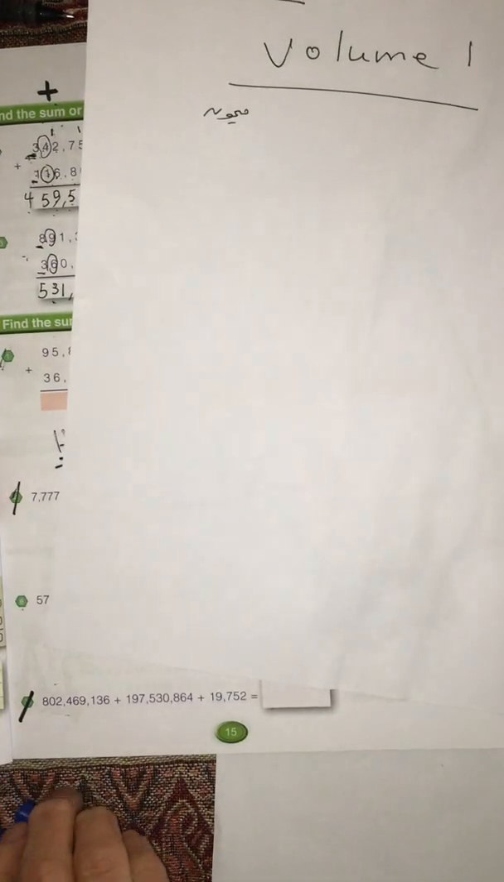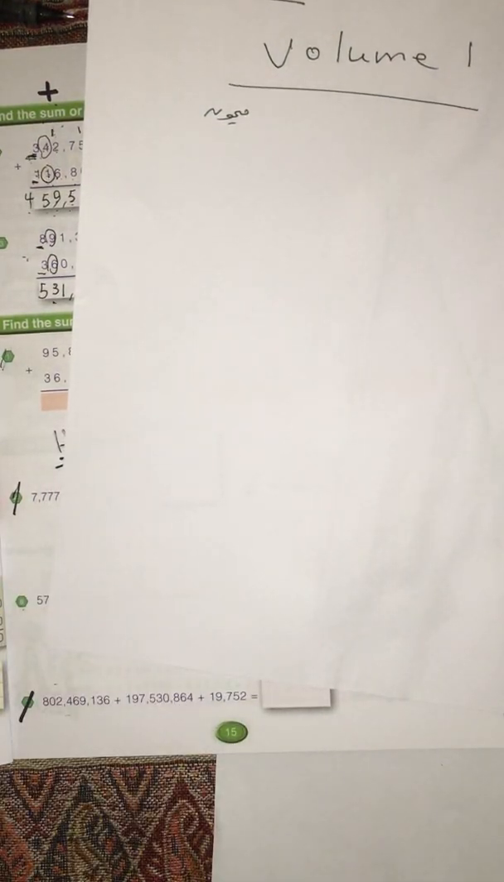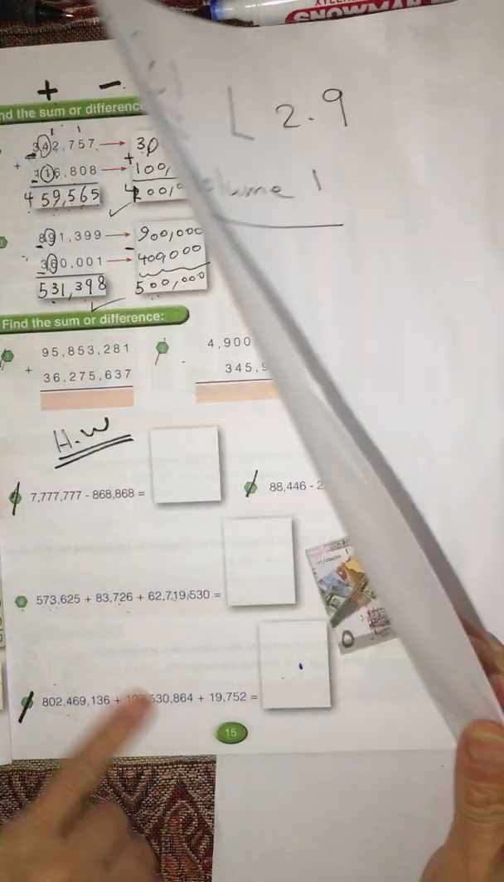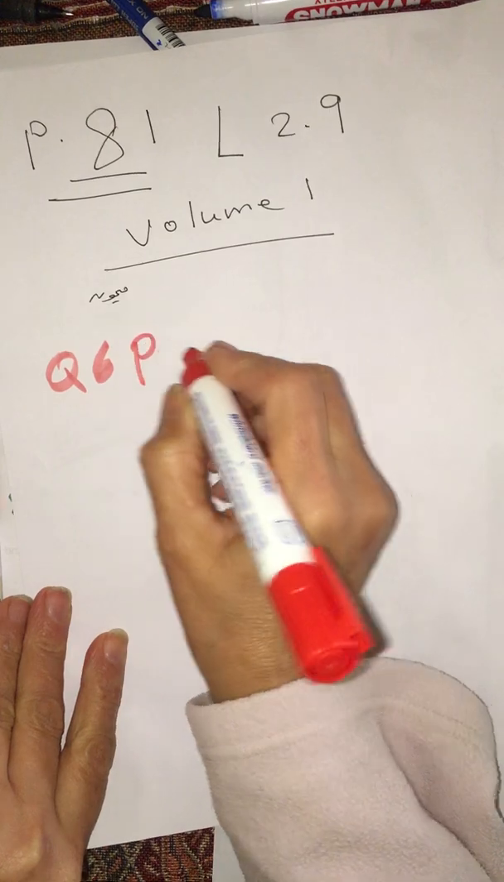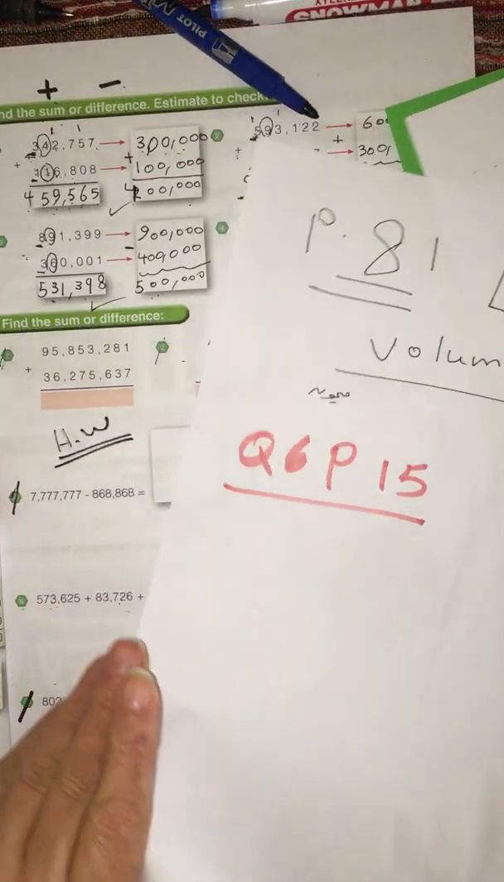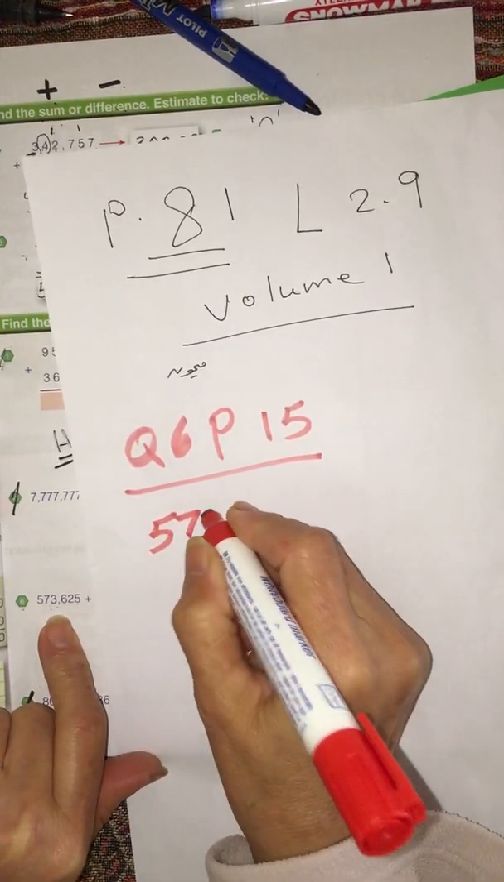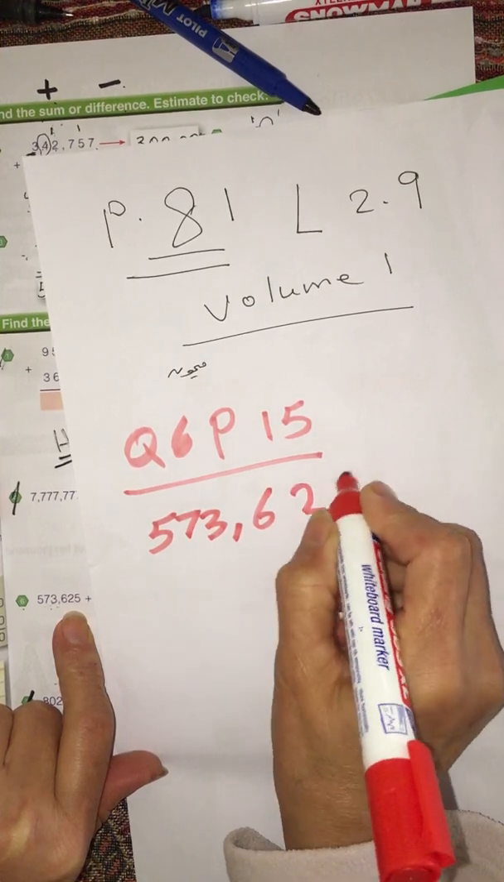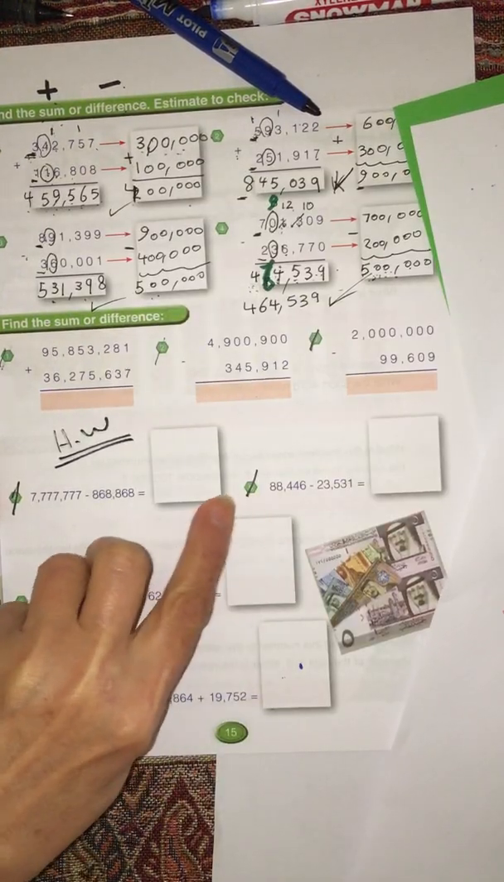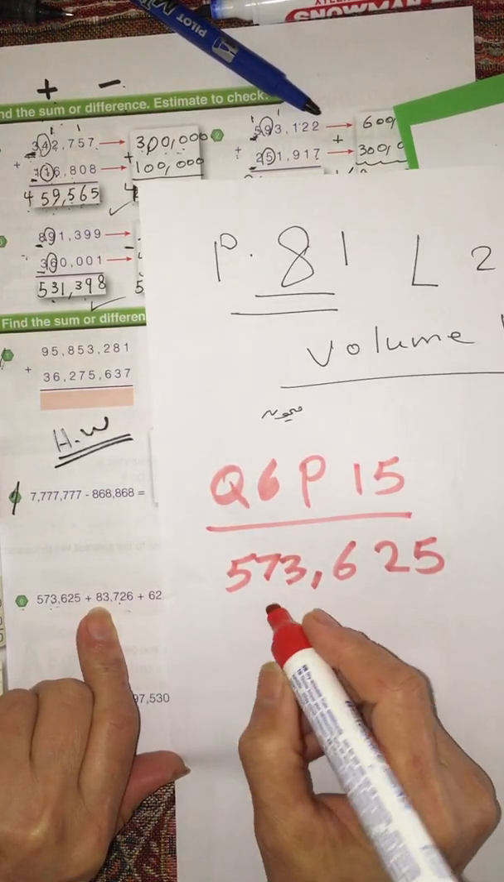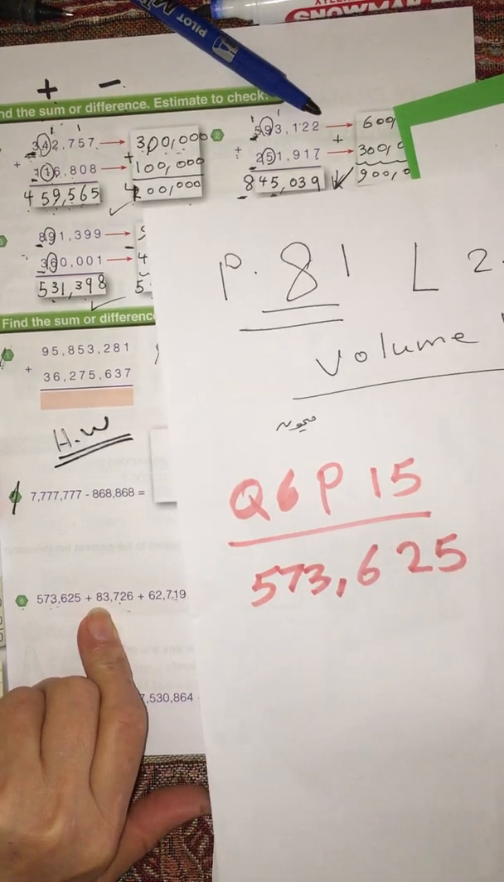Look, what is the number? My first number is, I am solving question 6. Question 6, page 15. They gave us 3 numbers, 573. Look how I align my numbers under each other, 625. You are going to solve here in this sheet of paper, okay? Then 83, look, I did a mistake.